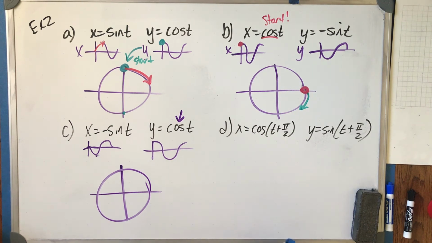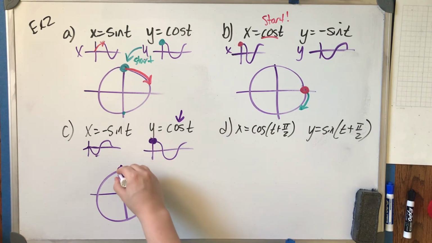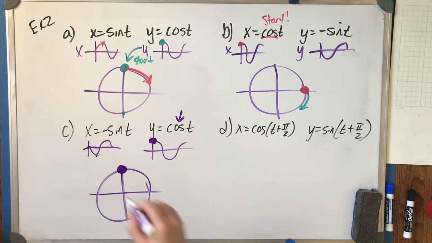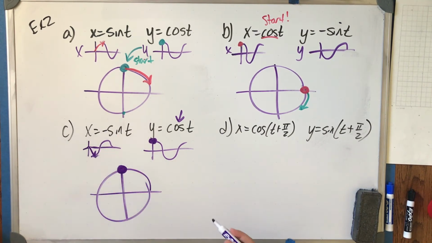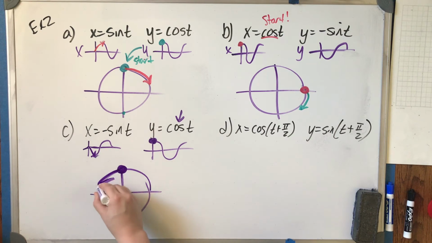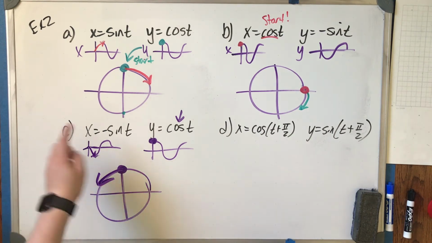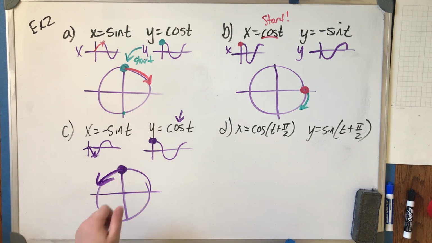I'm going to look at this first. So it says y is cosine, y starts at a maximum. There's only one maximum for y, which is right there. X is negative sine, which means we're going in the negative x direction to begin with. So that means that I'm traveling this way. So for this graph, it starts at the top, but it is going counterclockwise.